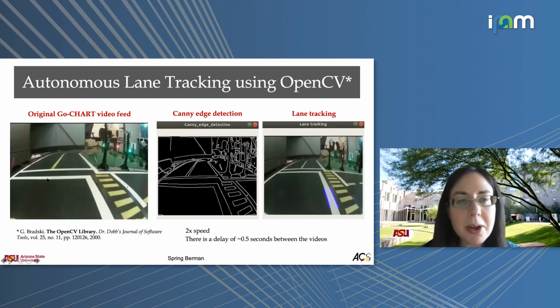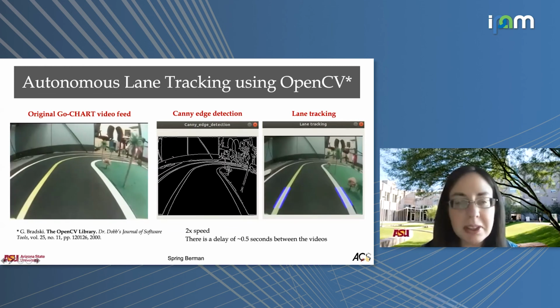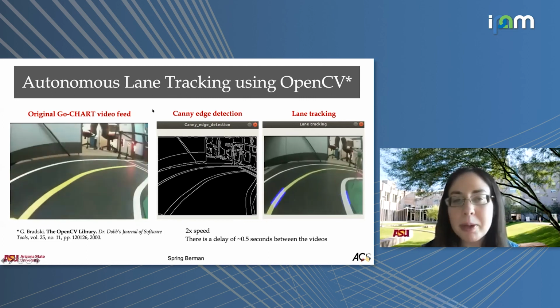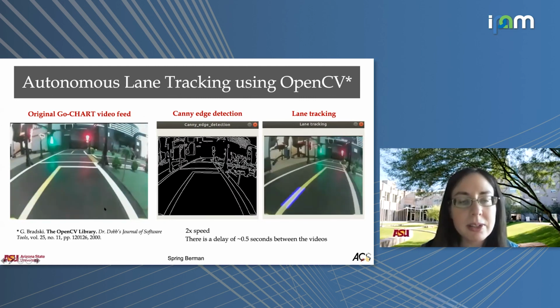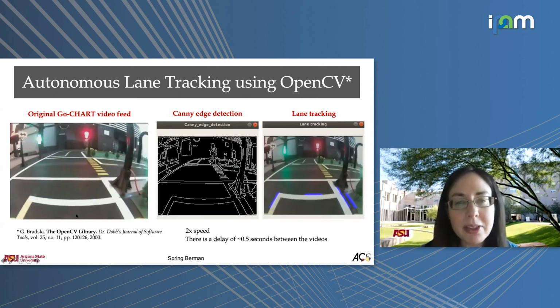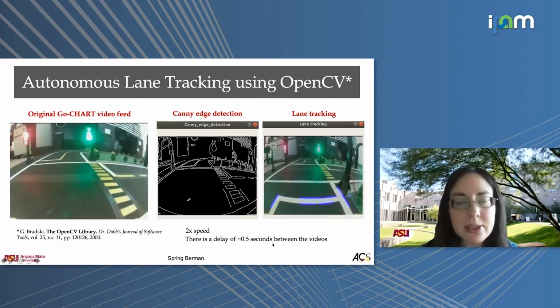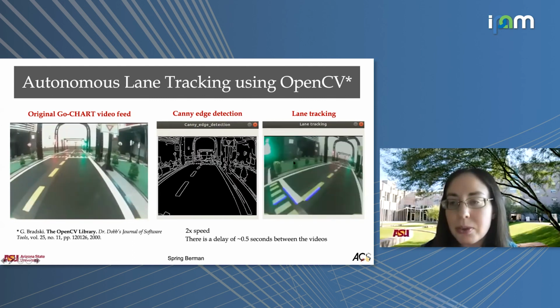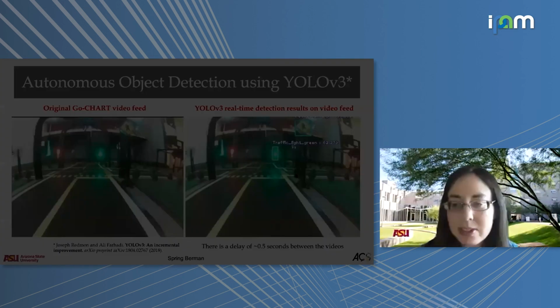So here's some autonomous lane tracking algorithm that was implemented. Now the robot's driving by itself. You can see its front view camera on the left. And here it's using the OpenCV library to detect the lanes and track them.